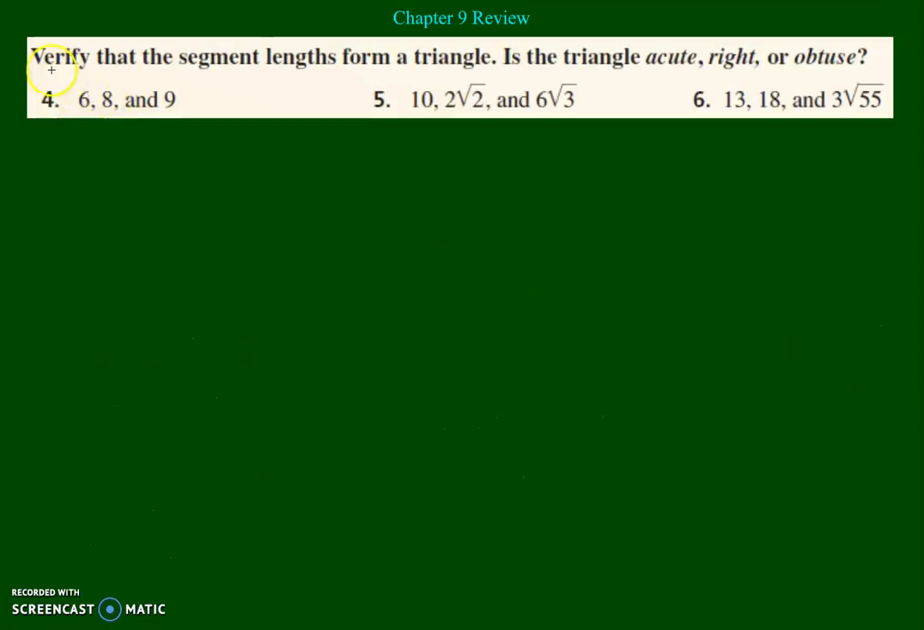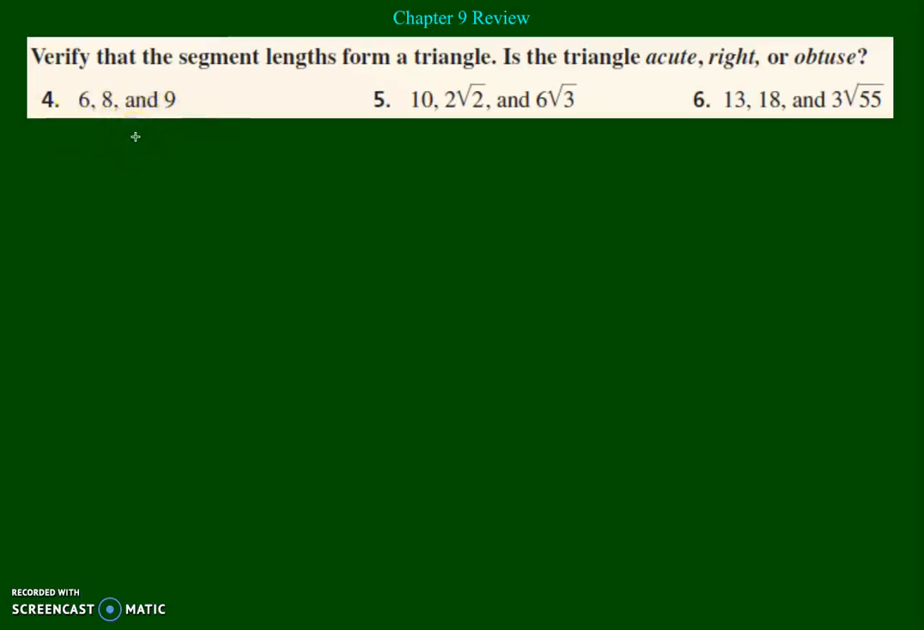In these problems, we're asked to verify that the segment lengths form a triangle, first of all, and then we need to determine if the triangle is acute, right, or obtuse. Now there's 2 parts to this. The first one is the triangle inequality theorem, which tells us that the sum of the measures of any two sides of a triangle must be greater than the third. The second part of this question involves the Pythagorean inequalities, and those are what tell us whether or not the triangle is acute, right, or obtuse based on the relationship between the side lengths.